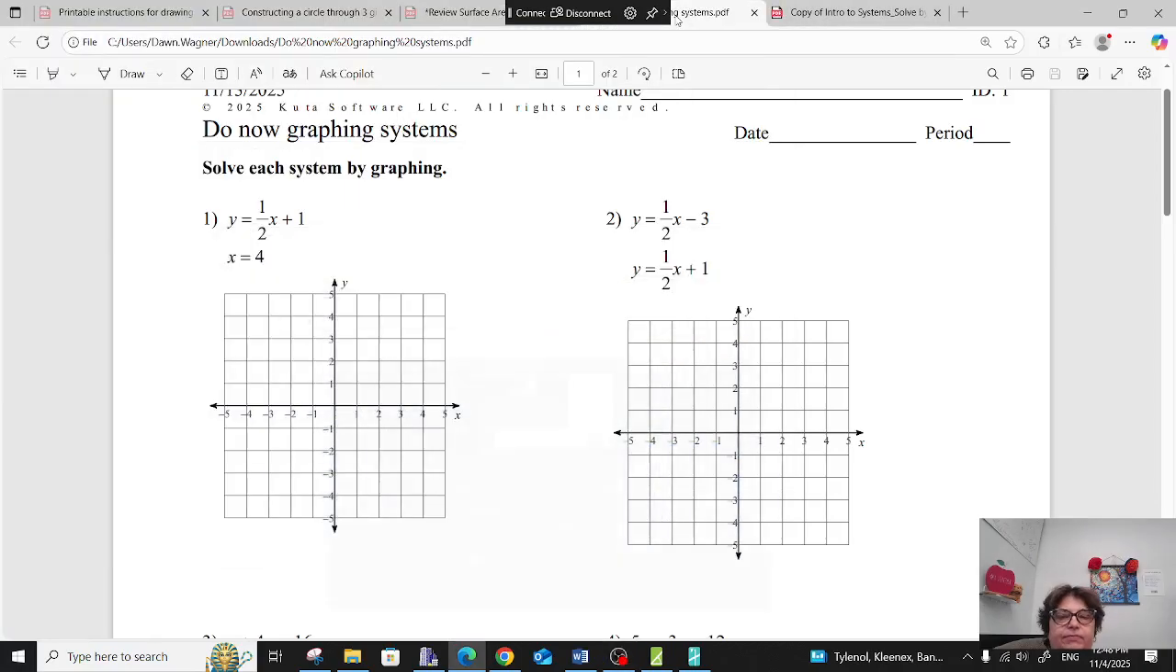Especially since we had some people who were not here. So if I were to graph y equals 1/2 x plus 1, who wants to walk me through this one?